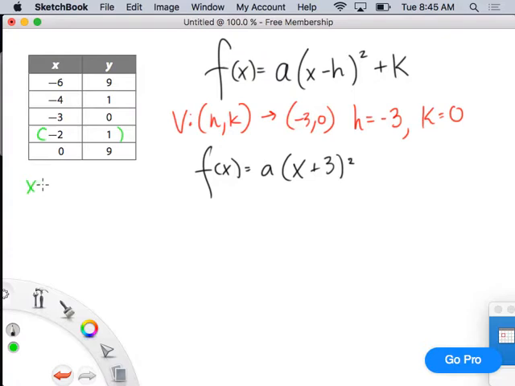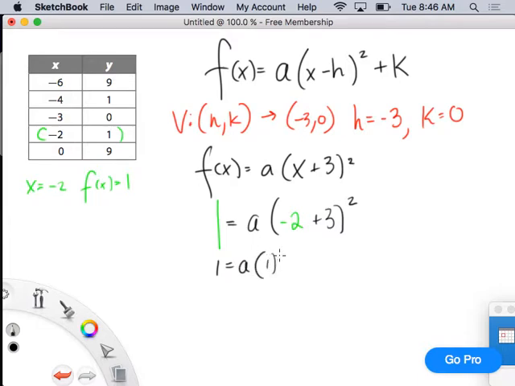x equals -2 and f of x equals 1, right? If I plug those in, the only letter I have left is a, and I can solve for a. So let's go ahead and plug those in. 1 equals a times (-2 plus 3) squared, or 1 equals a times 1 squared, or 1 equals a. There you go, right? So I solve for a.